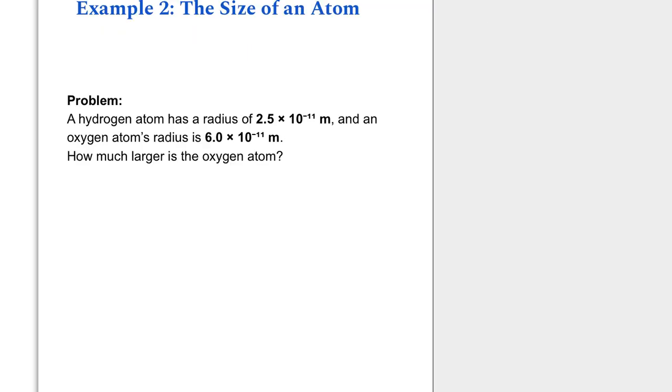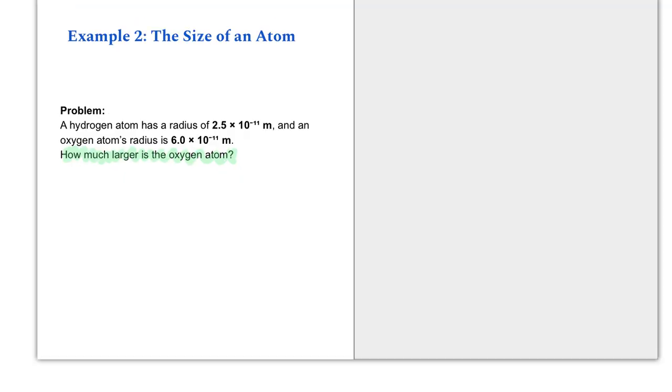Example 2, the size of an atom. A hydrogen atom has a radius of 2.5 times 10 to the negative 11th power meters, and an oxygen atom radius is 6.0 times 10 to the negative 11th power. How much larger is the oxygen atom? So here's our question. Again, we're looking for the difference. Therefore, to find how much larger the oxygen atom is, we have to subtract.